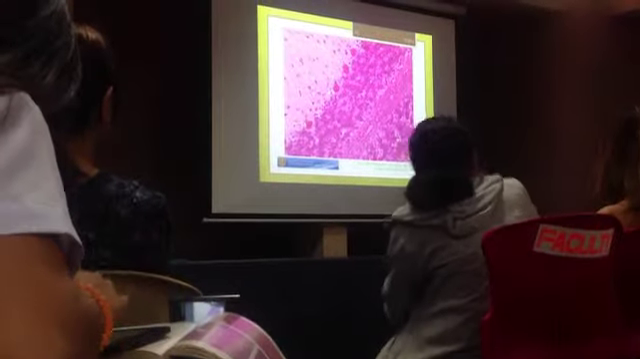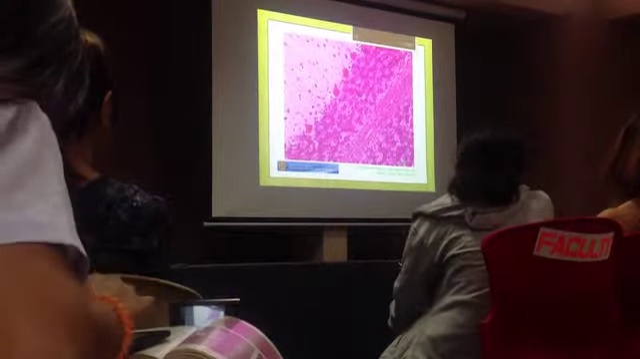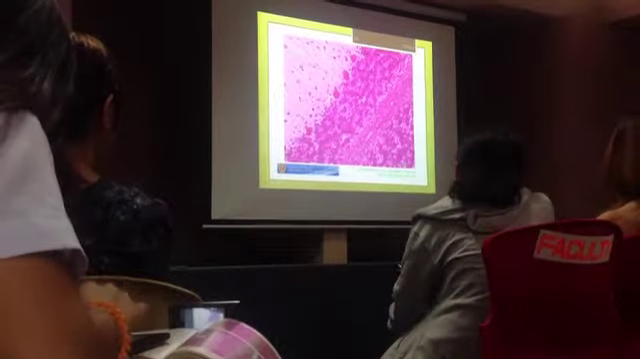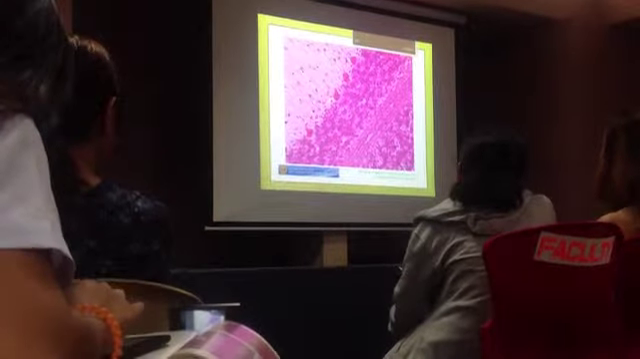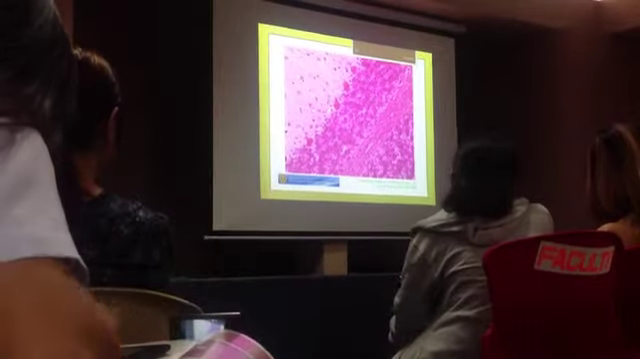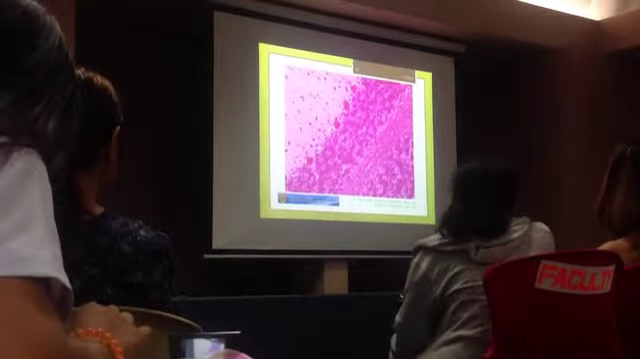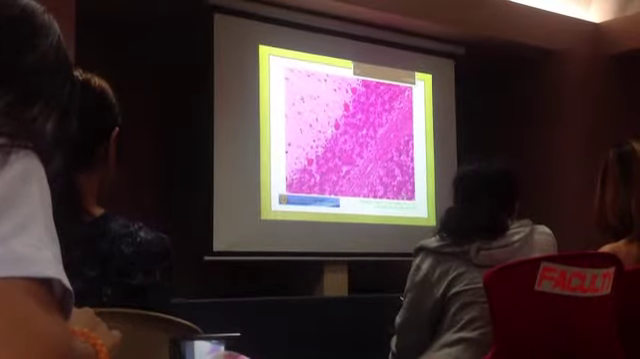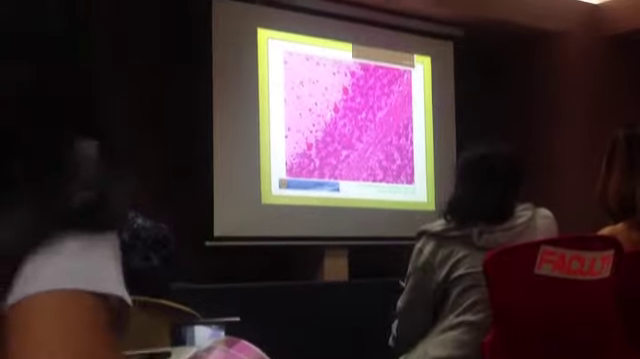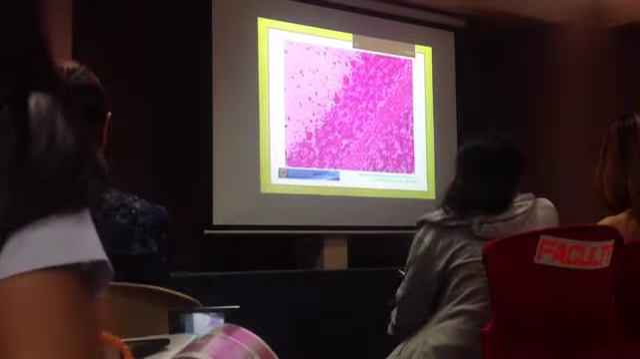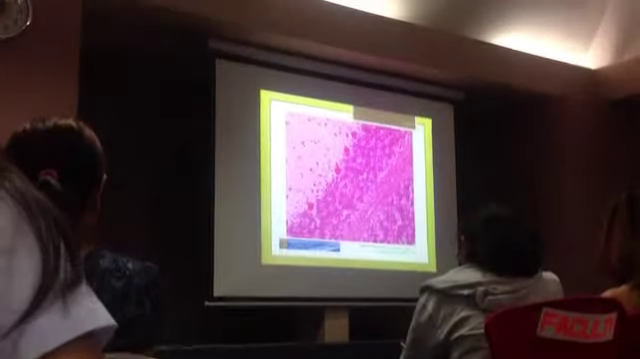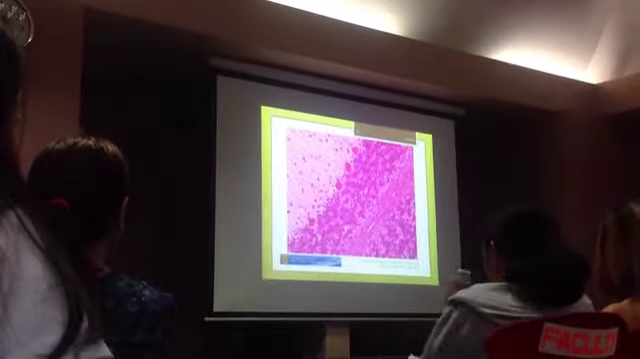It's not clear, but these are granule cells. If you will classify granule cells according to size again, what will be the classification? Type 2. Because type 1 is the other one, so the smaller one is Golgi type 2.